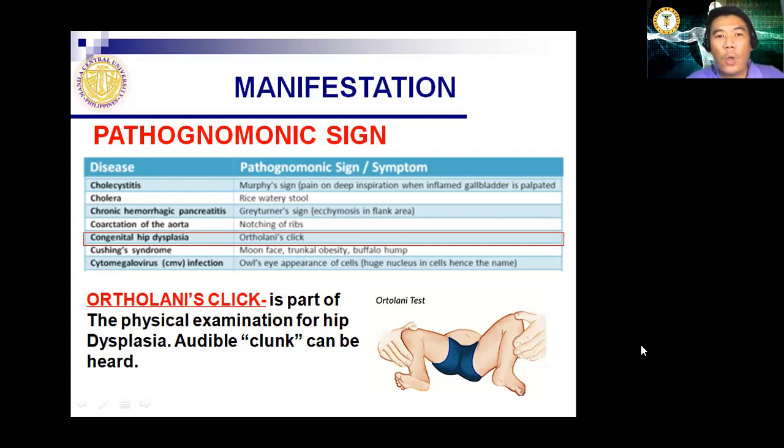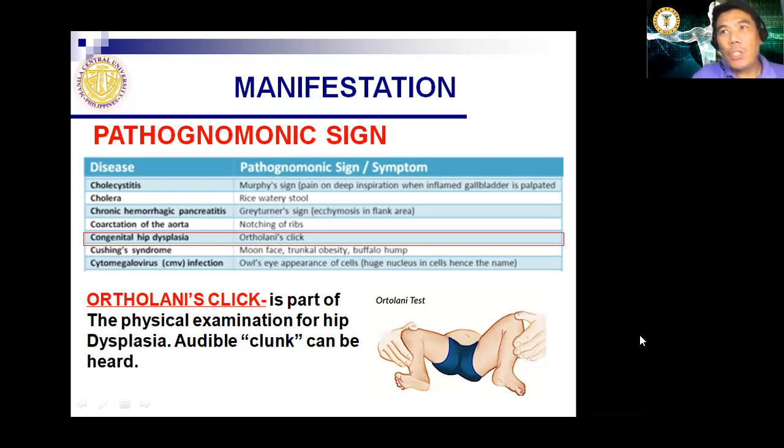Next, if there is coarctation of aorta, from the term itself, aorta. This is the blood vessel that is connected to the left side of the heart and responsible for the distribution of systemic circulation. So the pathognomonic sign for this is notching of ribs. Notching of ribs means there is a problem with the formation of the chest. Notching. The notching of the chest goes like this. I cannot show it, but the notching may give the chest this appearance.